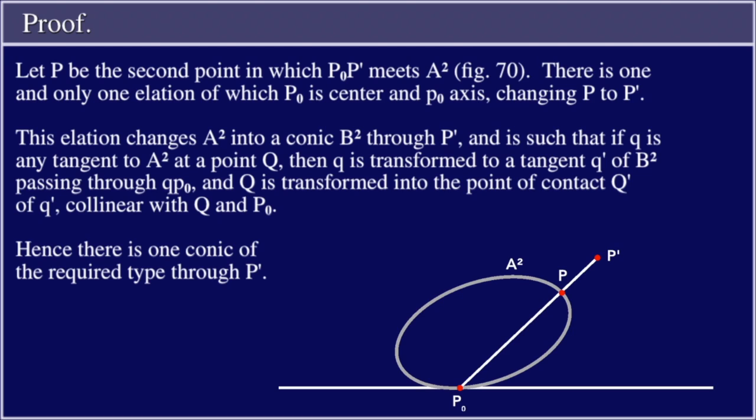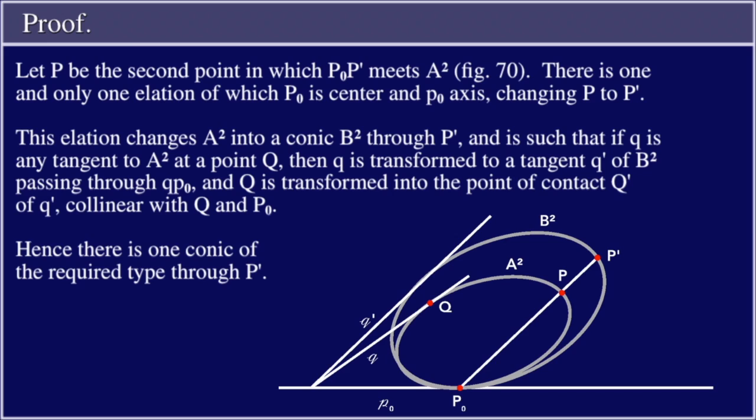Figure 70. There is one and only one elation of which P0 is center and p0 axis, changing P into P'. This elation changes A squared into a conic B squared through P', and is such that if q is any tangent to A squared at a point Q, then q is transformed to a tangent q' of B squared passing through q p0, and Q is transformed into the point of contact Q' of q', collinear with Q and P0. Hence, there is one conic of the required type through P'.